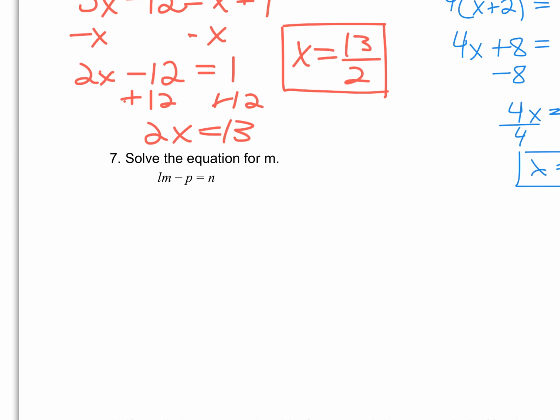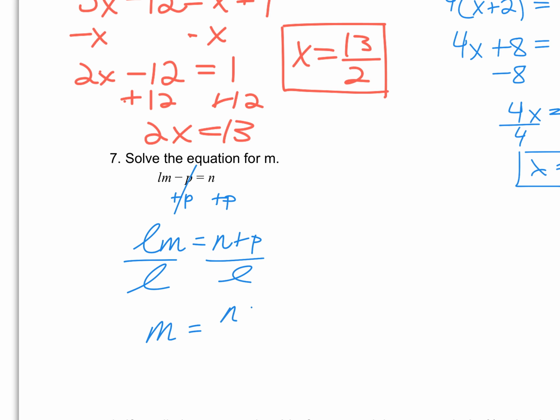Next, solve the equation for m. So to solve for m, in other words, get m by itself, I want to get rid of the minus p first, so I'm going to add p to both sides. L m equals n plus p. Now to solve for m, I divide by L because that's being multiplied. So I can just write it as m equals n plus p all over L.